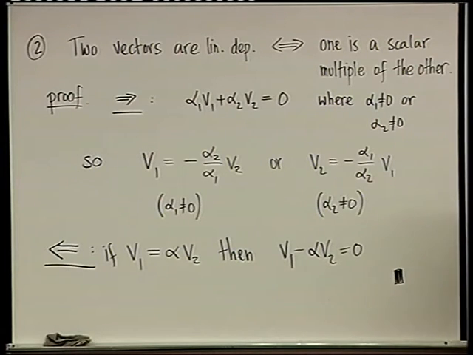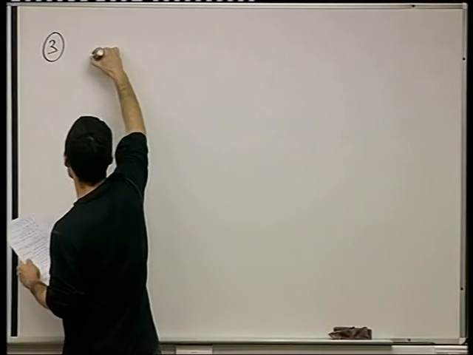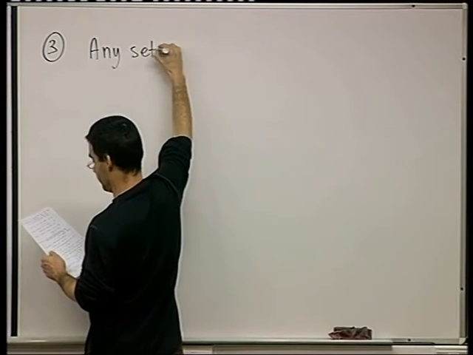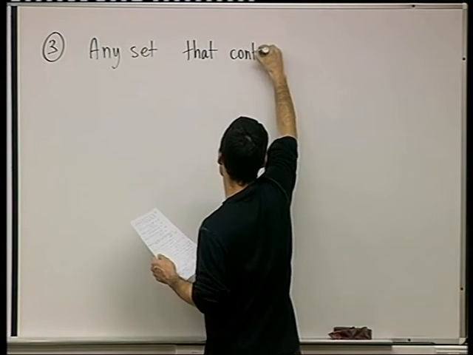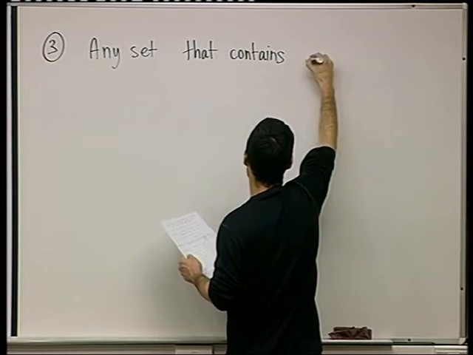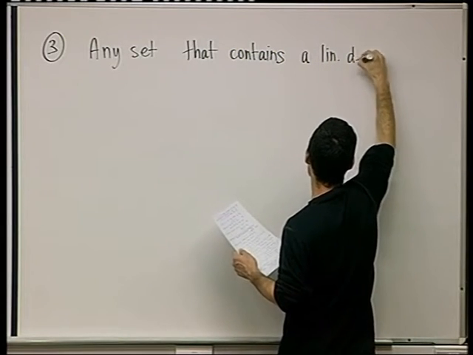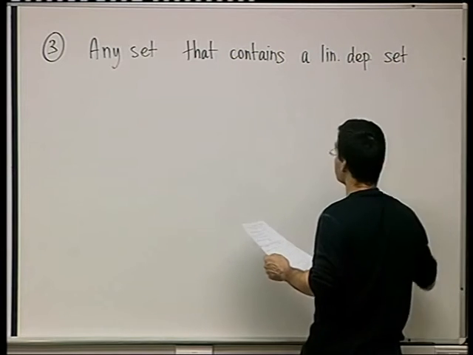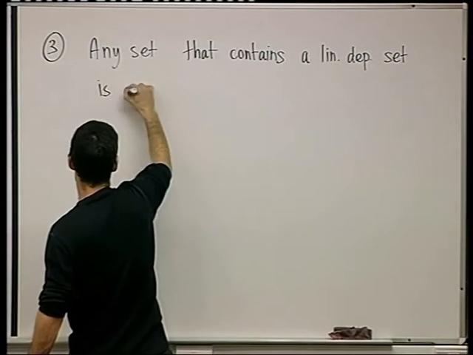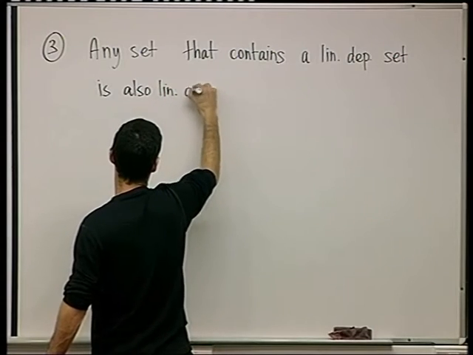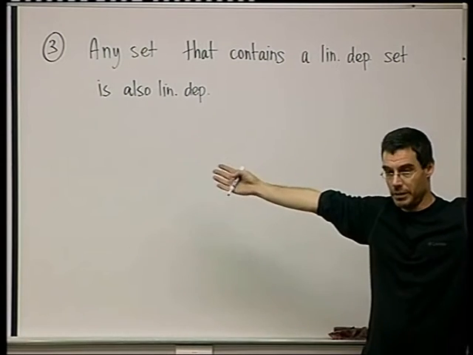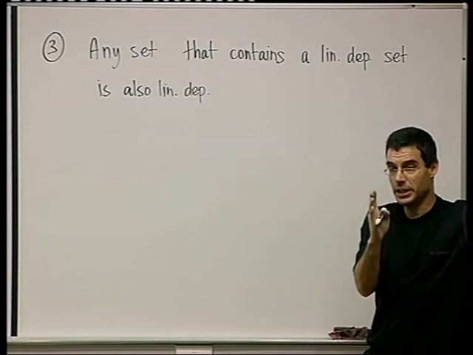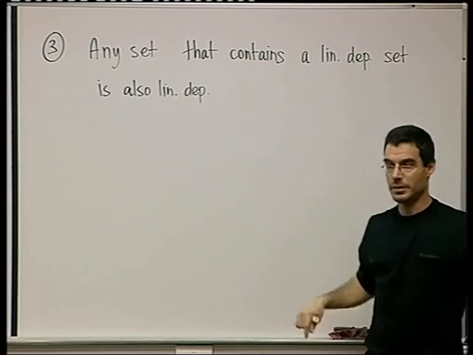Okay, theorem number 3. Any set that contains a linearly dependent set is also linearly dependent. So you take a set of vectors, v1 to vn, and suppose some of them are already linearly dependent, then the entire set is linearly dependent.